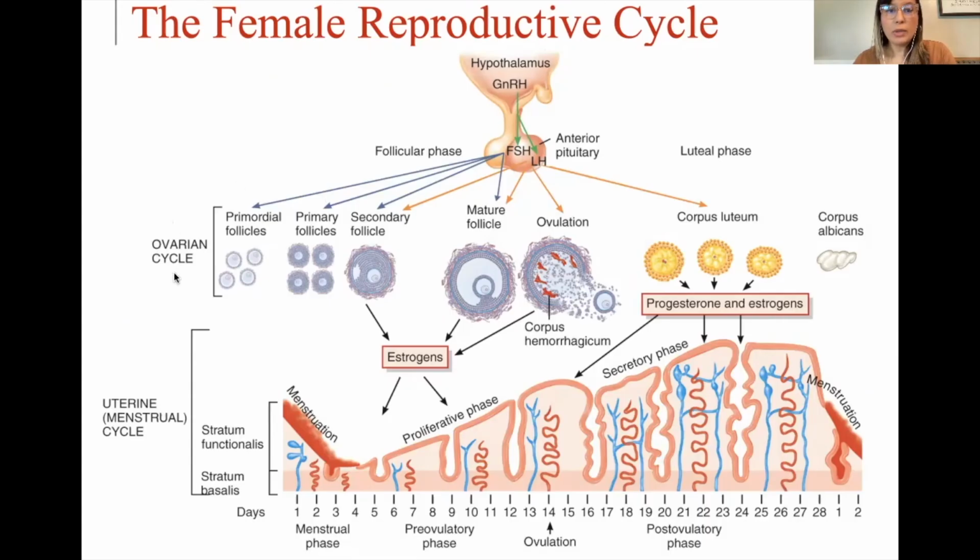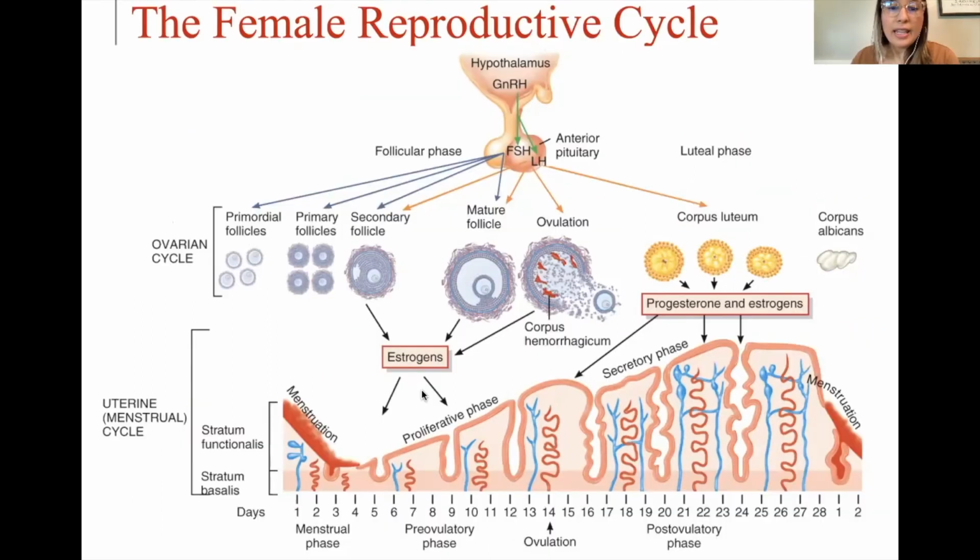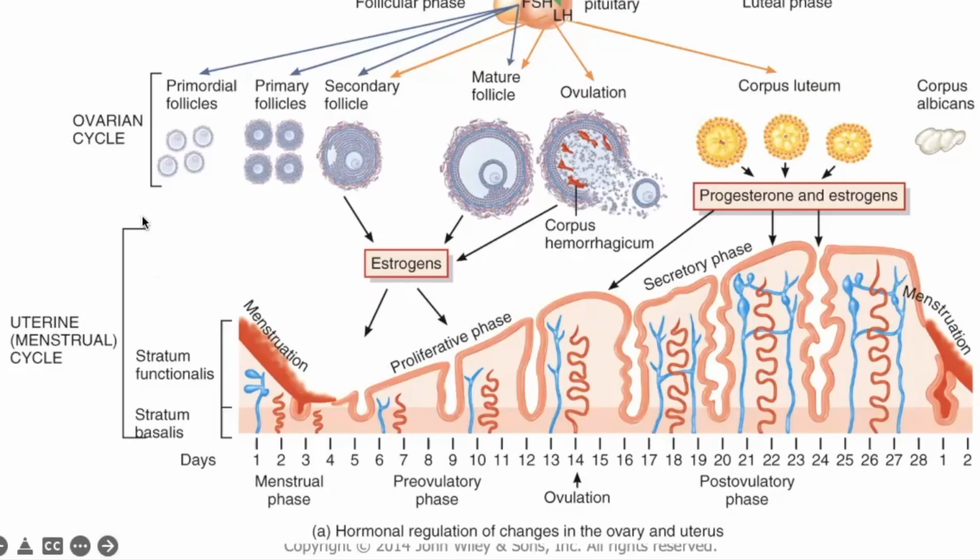The second thing that you must observe here is the ovarian cycle. So this part of the graph is going over the ovarian cycle per se, the changes that happen inside of the ovaries. And then another thing that you have to consider for the female reproductive cycle is the uterine lining or the uterine cycle. So this part of the graph is going over the changes that happen within the uterus.